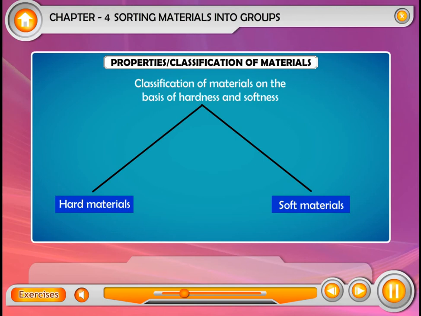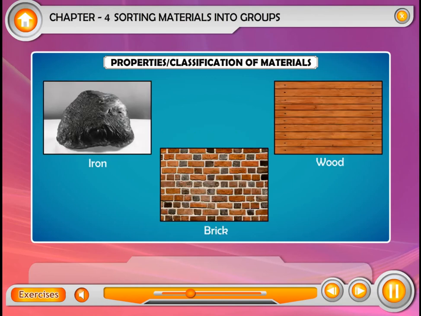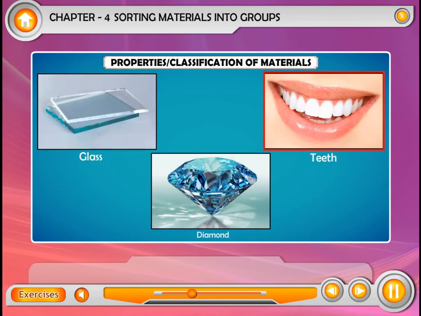2. Classification of materials on the basis of hardness and softness. All the materials can be divided into 2 groups on the basis of their hardness or softness: 1. Hard materials and 2. Soft materials. Those materials which cannot be easily compressed, cut, bent, molded or scratched are called hard materials. Some of the examples of hard materials are iron, wood, brick, glass, teak, and diamond. Diamond is the hardest natural material known.